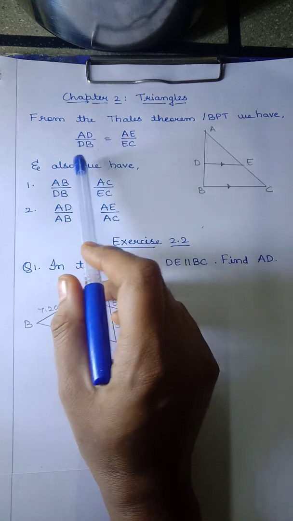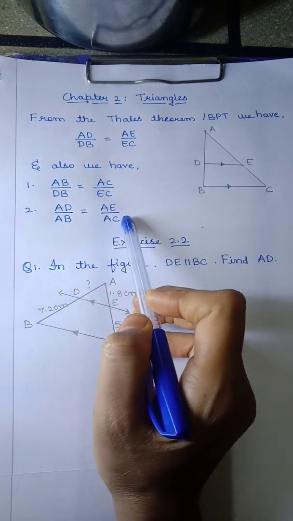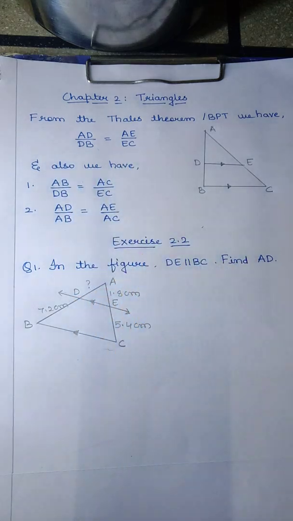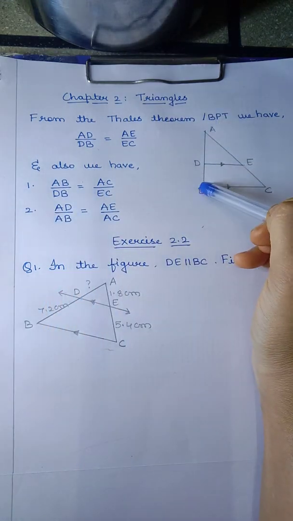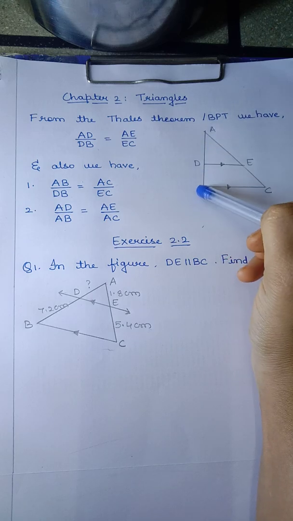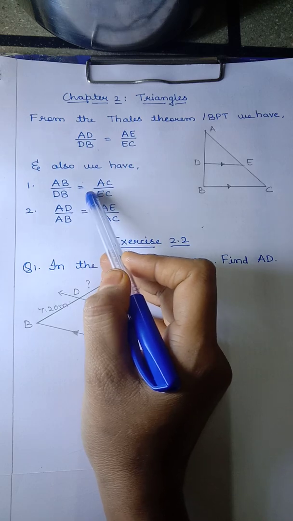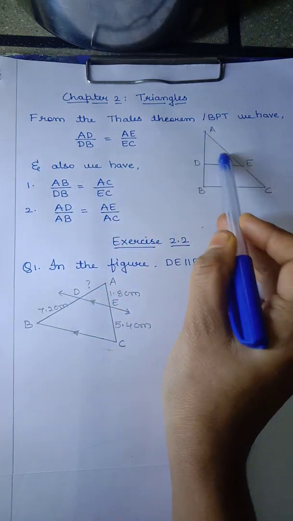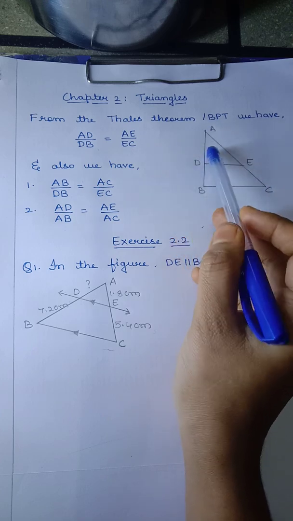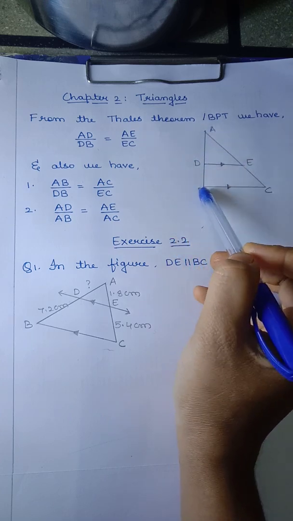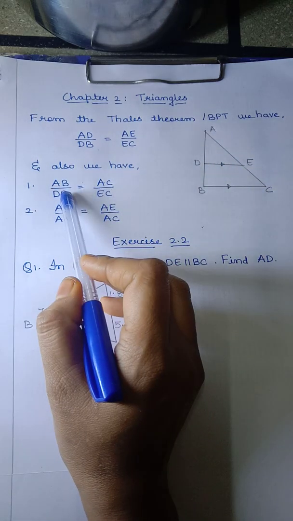With that, we also have the corollary of the Thales theorem. You have to also remember these two things. These will be used in solving the sums and proving the sums. That is, the ratio of the whole side AB upon DB will always be equal to the whole side AC upon EC. Yes, AB by DB will be equal to AC by EC. The ratio of these two will also be equal.